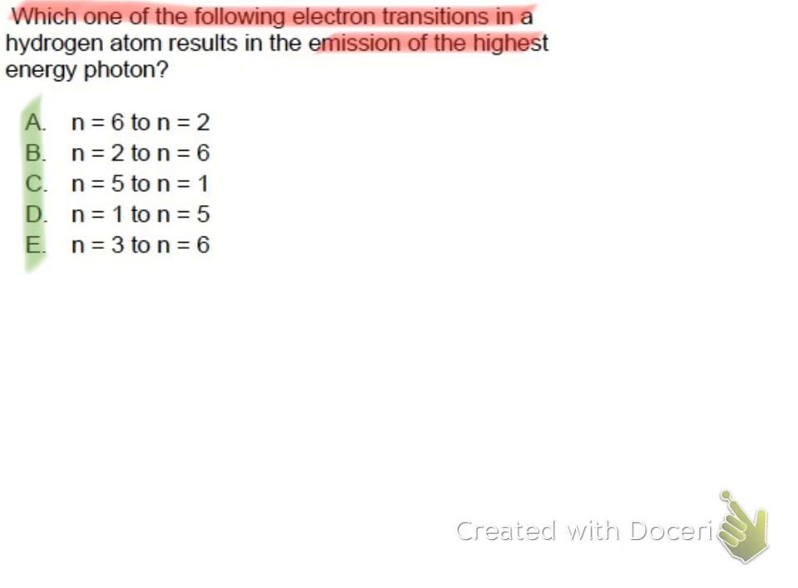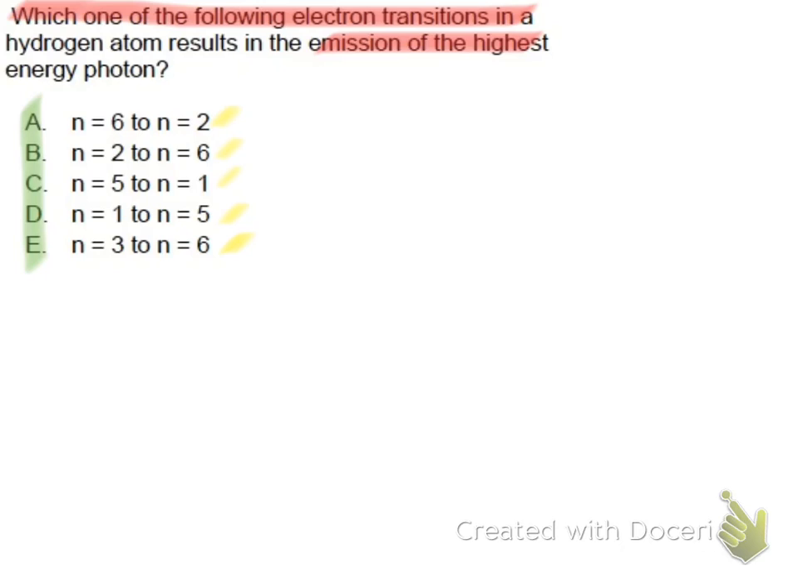Okay, so there's two ways to solve this problem. We could use the equation for the energy of a hydrogen atom, right? And then we could look at each one of these choices, plug in the values before and after, and come up with numerical values, rank those numerical values, and then select the correct answer. But it turns out we can do this entire problem without using an equation. How do we do that?